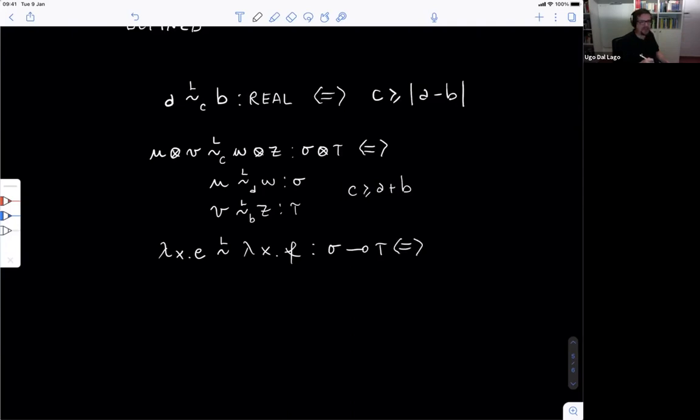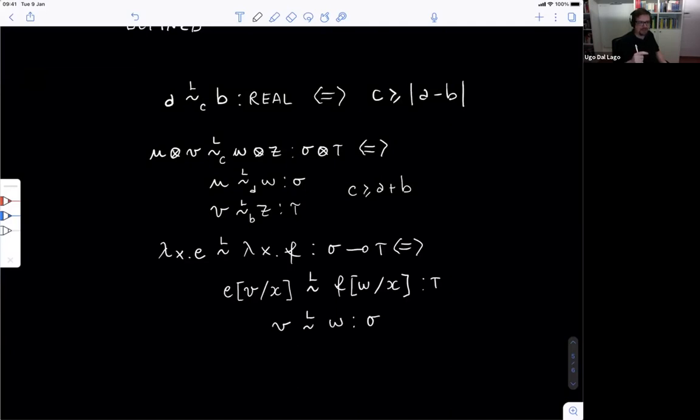And in the spirit of logical relations, this requires checking what happens: the terms that you get feeding e, the left-hand side, with a value v, and feeding f with w, are of course of type tau, when of course v and w are related at the type sigma.